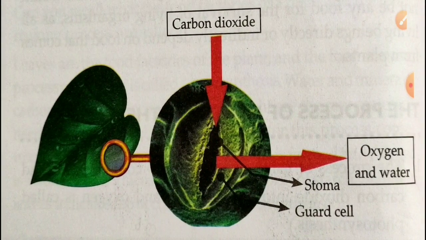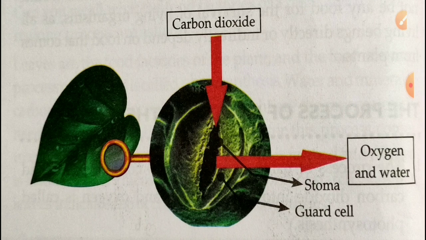You can see this picture, it's a picture of an open stomata. When we consider a single pore or single hole, that is known as a stoma, the singular word, and stomata means many holes. Carbon dioxide will enter through the stomata, and oxygen will be released through the stomata during the photosynthesis process, and water will be released by transpiration.